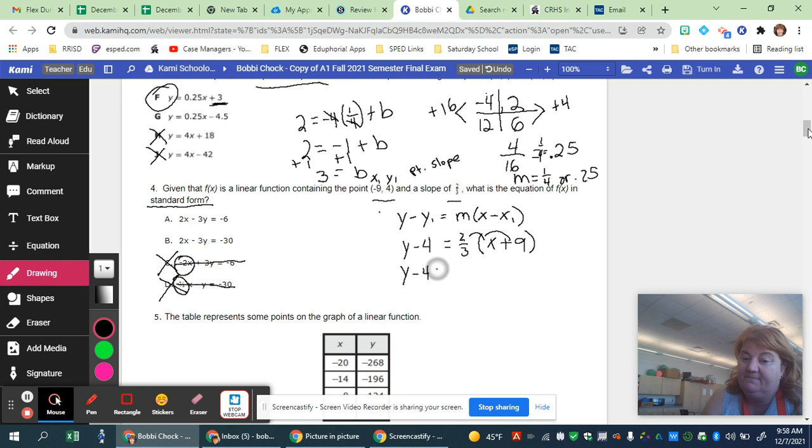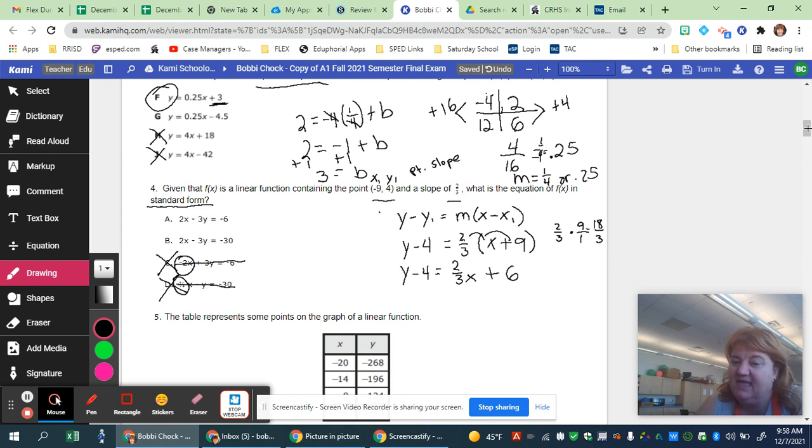Y minus 4 equals 2/3 x plus, now remember, this is just 2/3 times 9/1. So that gives me 18/3, which gives me 6. Okay? So I can already tell you the answer. I'm going to tell you why. I'm going to move this over here. Well, let's just finish it up and you'll see what I mean.